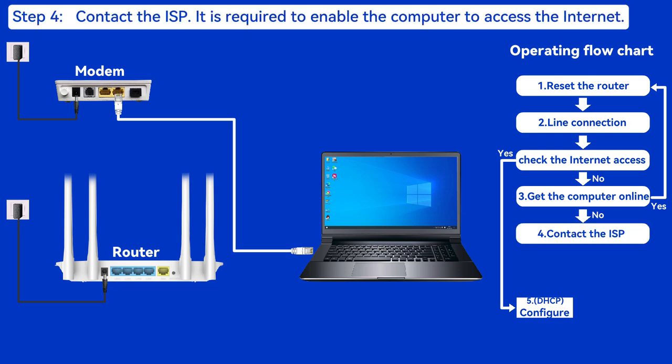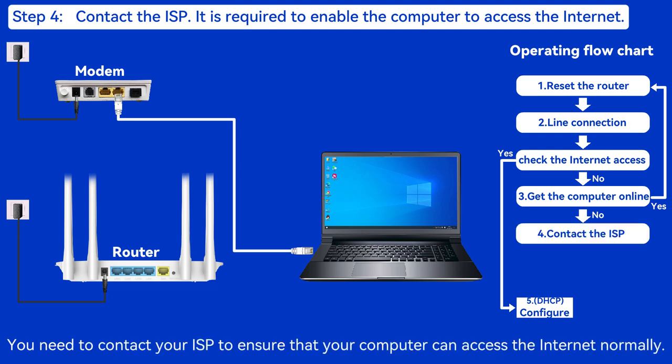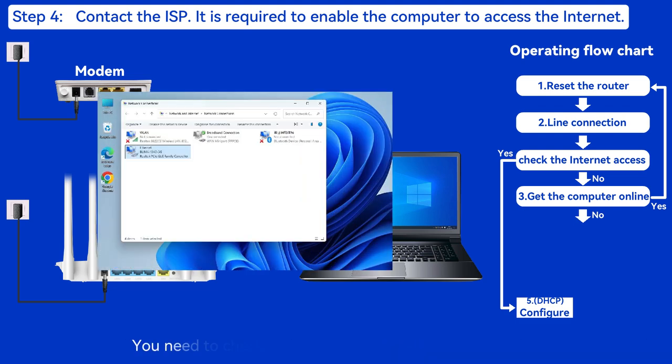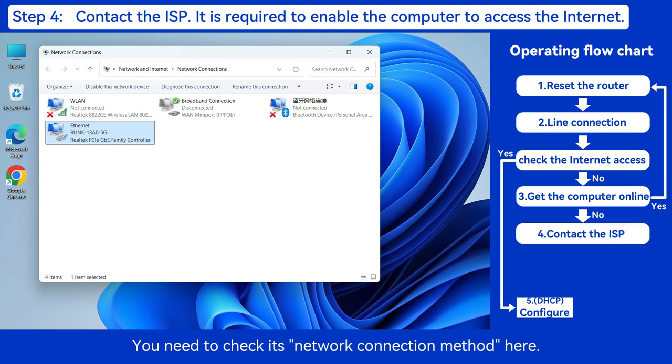Step 4. Contact the ISP. It is required to enable the computer to access the internet. You need to contact your ISP to ensure that your computer can access the internet normally. You need to check its network connection method here.